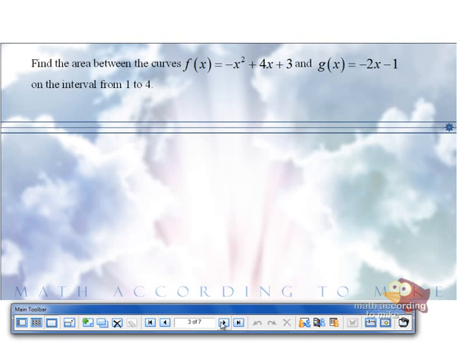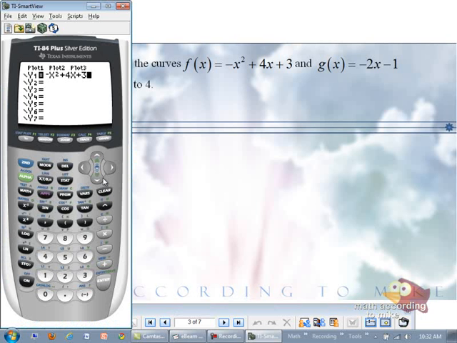Let's say find the area between the curves f of x equals blah and g of x equals blah, on the interval blah. If you would, good student, graph these individually on your calculator and change your window so the x min is 1 and the x max is 4, because that's all you care about. So put one function in your y1, put the other function in your y2.